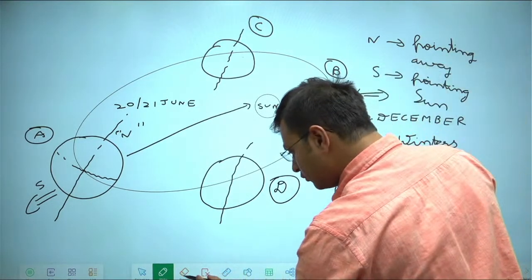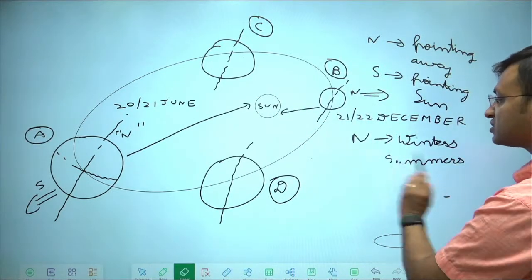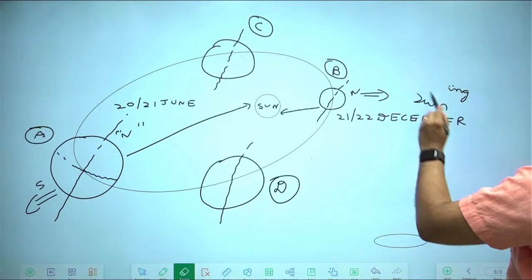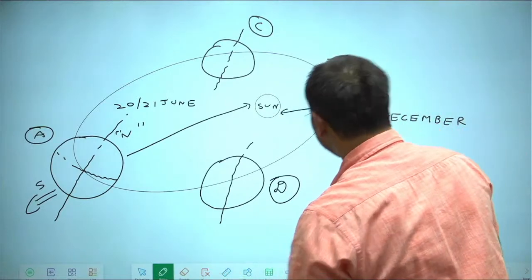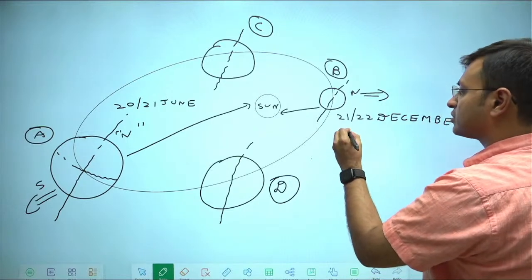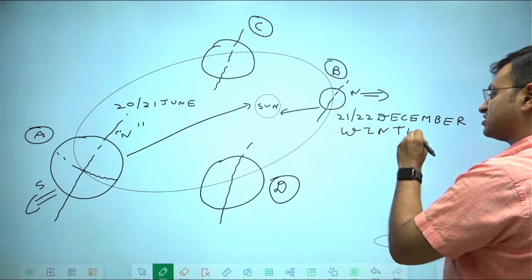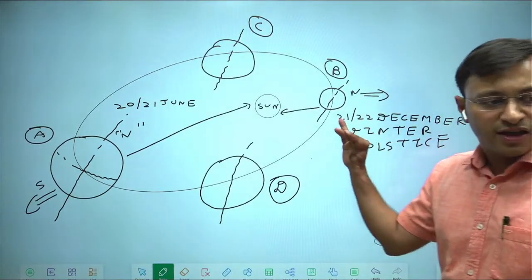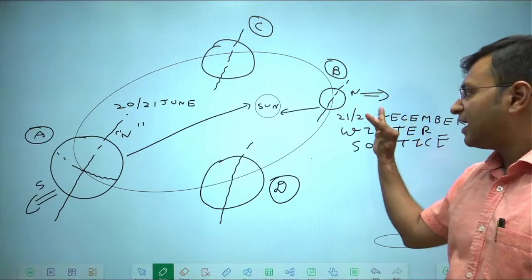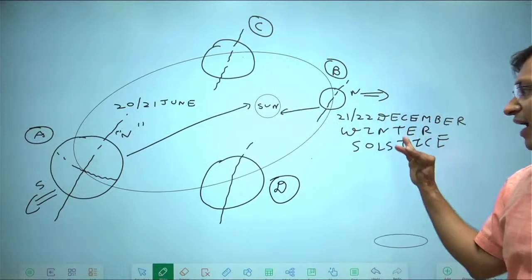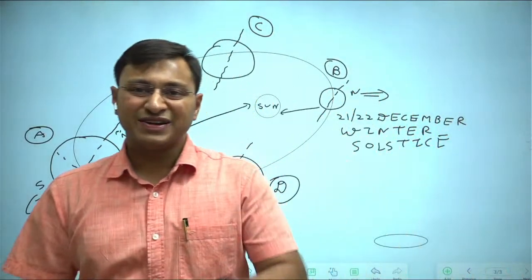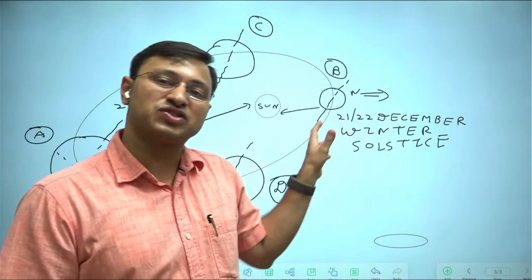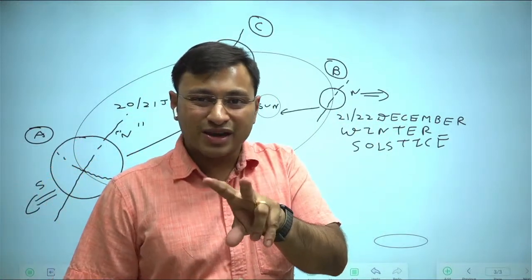So I'm highlighting for all of you in the diagram the summer solstice and the winter solstice. Position number B normally happens on 21st or 22nd of December, and this is called the winter solstice. Why? Because the northern hemisphere is pointing away and the southern hemisphere is pointing towards the Sun. So in the north we will have winters, whereas in the south we will have summers. Now you must be wondering, sir, why we are considering this as winter solstice, whereas the global south is having summer solstice. Many of you must be wondering why these names are with regard to the northern hemisphere only.